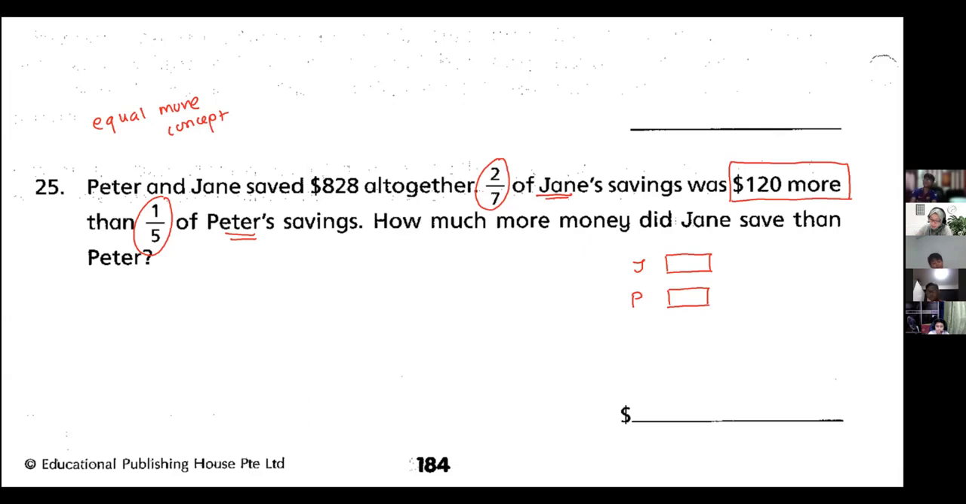That's why I say that this is actually the equal concept. This fraction of Jane is equal to this fraction of Peter. This and these are the same, only that Jane has 120 more. That's it. That's why it is the equal-more concept. Do you understand so far? Okay. So now we know that we're going to use the equal-more concept. How do we apply it?